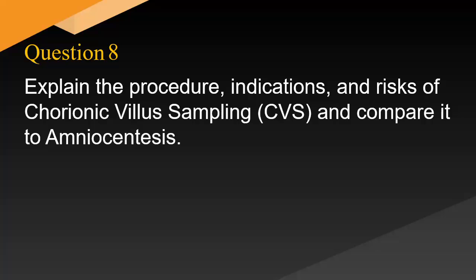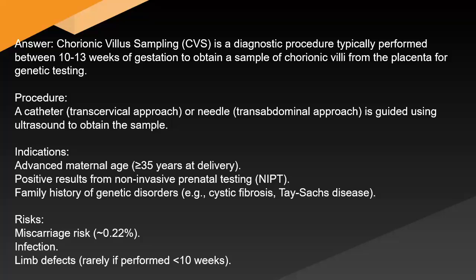Explain the procedure, indications, and risks of chorionic villus sampling, CVS, and compare it to amniocentesis. Answer. Chorionic villus sampling, CVS, is a diagnostic procedure typically performed between 10–13 weeks of gestation to obtain a sample of chorionic villi from the placenta for genetic testing. Procedure. A catheter transcervical approach or needle transabdominal approach is guided using ultrasound to obtain the sample.